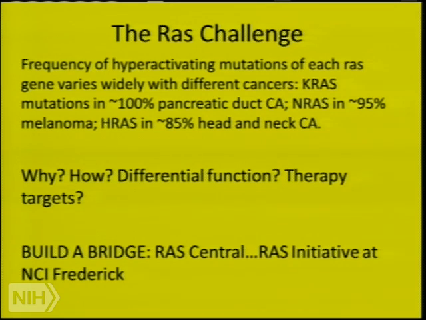So the big question is, given all this information, about which we'll hear much more, why is there this big diversity in RAS genes? How does it happen? What is their potential? What's their differential function normally and in malignancy? And given this propensity to be overexpressed in different malignant diseases, are they really therapeutic targets? And if so, where do we stand? So the answer to that is to build a bridge.